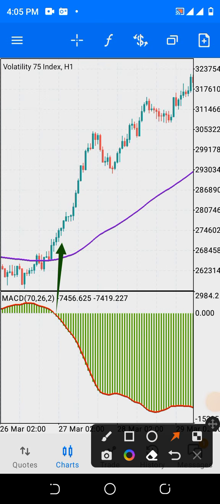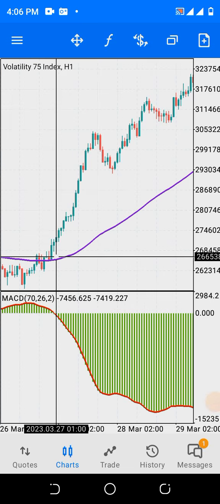Do you understand? Now, you make your entry from this point. You make your entry here. Like I said, this strategy will show you where to place your stop loss. Your stop loss should be just below the moving average. That is where your stop loss should be. Do you understand? All right, let me show you clearly what I mean.